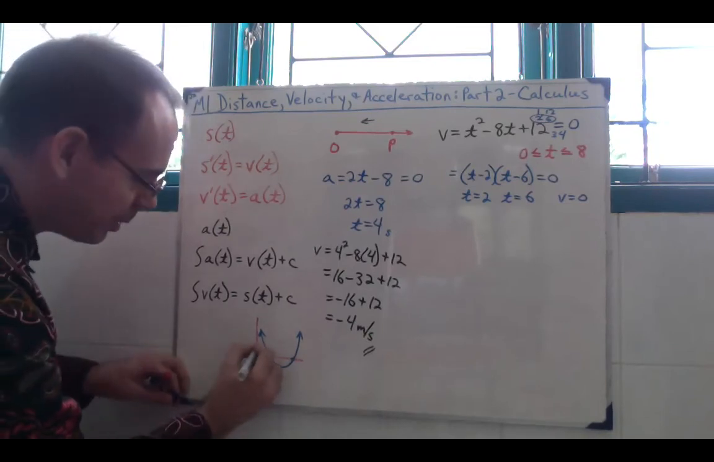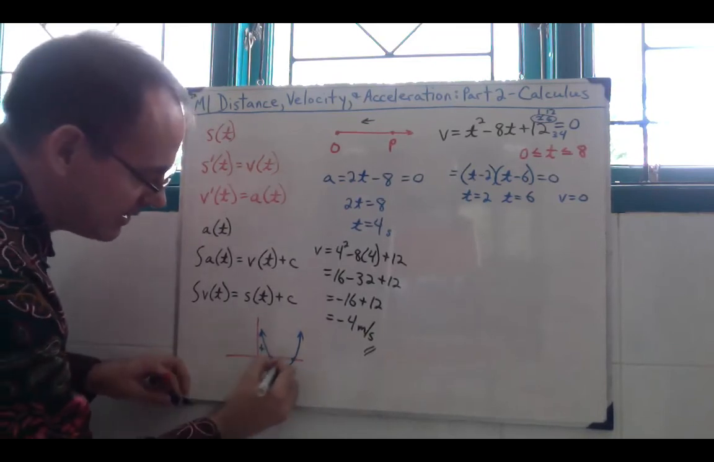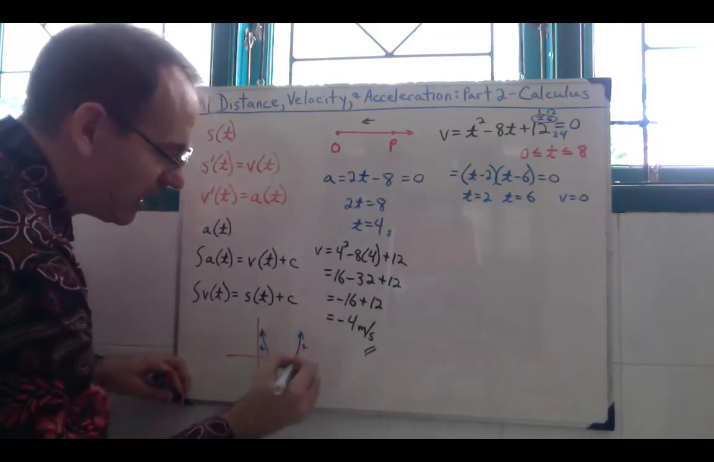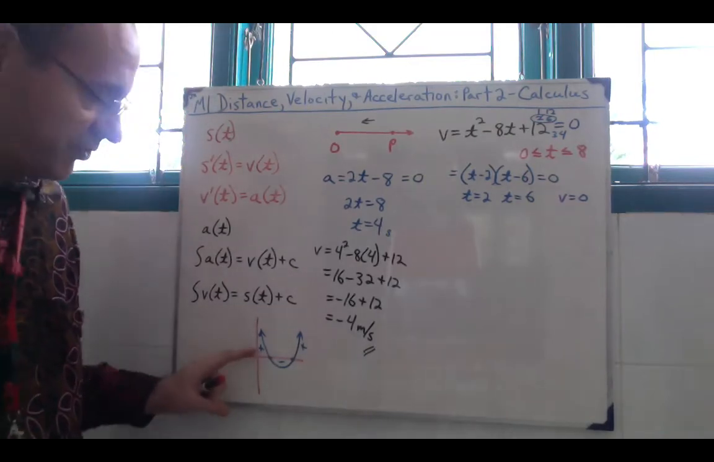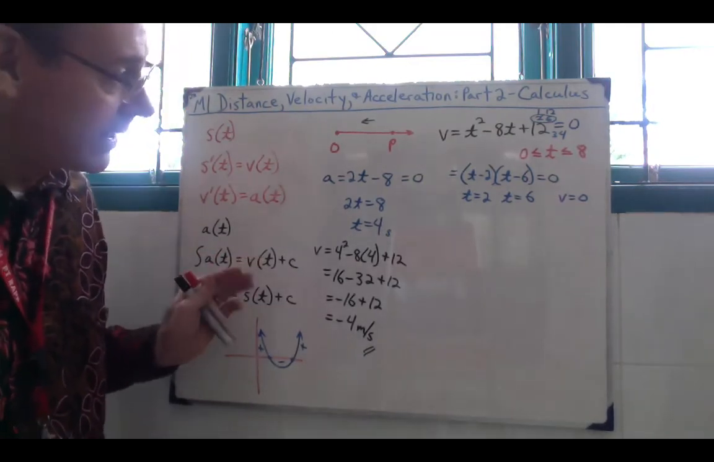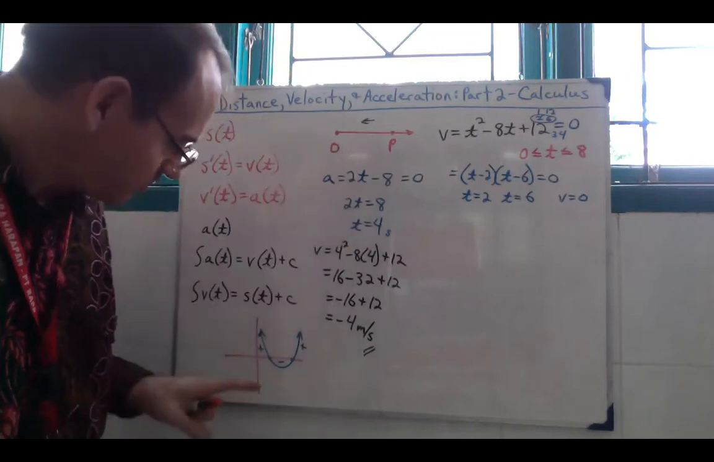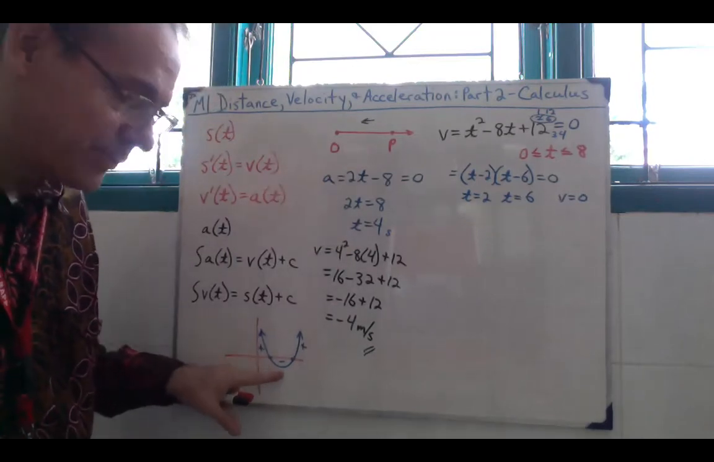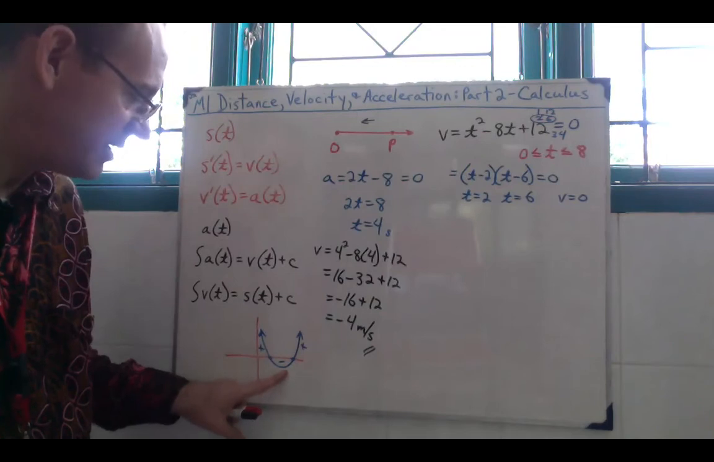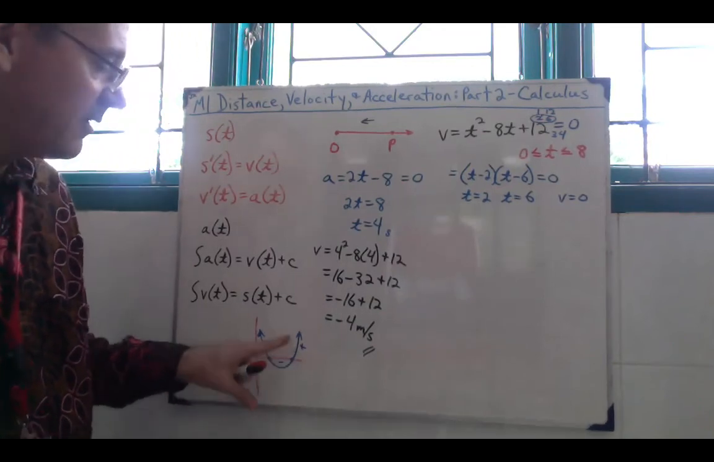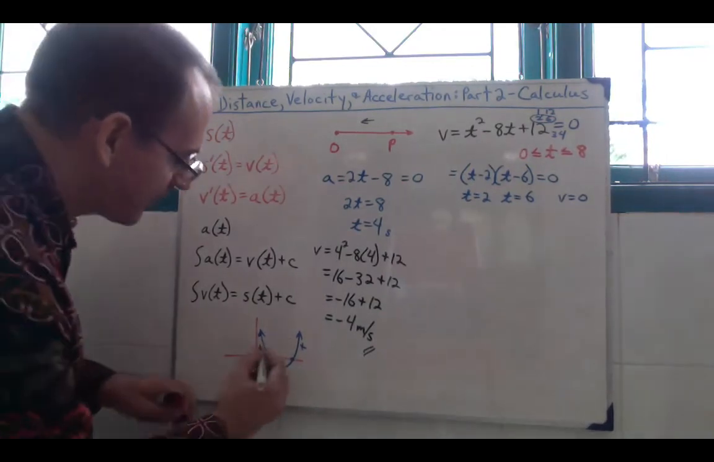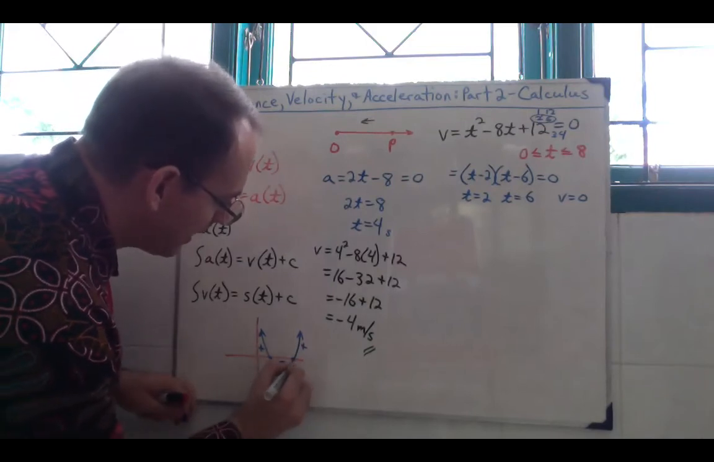So notice you have positive velocity, negative velocity, and positive velocity. So it started going away from the origin, stopped, turned around, went back towards the origin, stopped again, and then went away from the origin. So at the points 2 and 6.